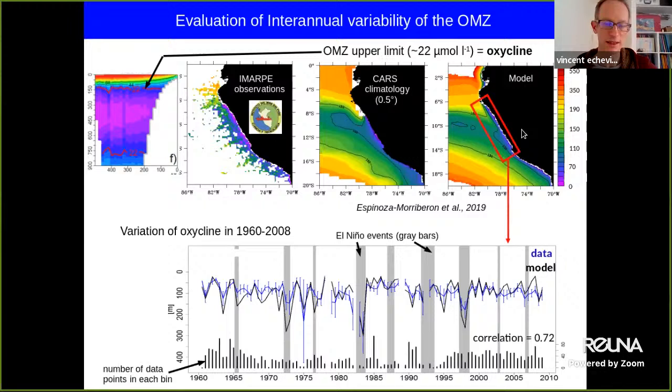Now, if we look at the evolution in time, what we did is take all the data in this box, average it, and compute the mean oxycline in the box. So this is the blue curve over time, from 1960 to 2008. And we did the same with the model. And we can see that there is a fairly good correlation. The gray bars correspond to El Niño events. And you can see that during the strong El Niño events, for instance, the one in 92-93, which was very strong, we have a strong deepening of the oxycline. So really the water column gets very oxygenated during El Niño, which is quite well known. And it also occurs for the north of Chile.